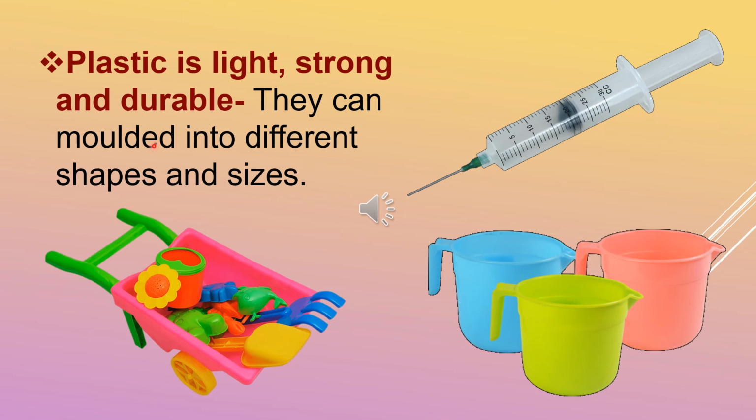And plastic can be molded into different shapes and sizes. Here you can see pictures of many articles with different shapes and sizes, because plastic is molded very easily. In the picture you can also see a syringe, which is a medical instrument. So in the healthcare industry also, plastic is very important. Many medical instruments are made of plastic. This is the second point: plastic is light, strong, and durable.